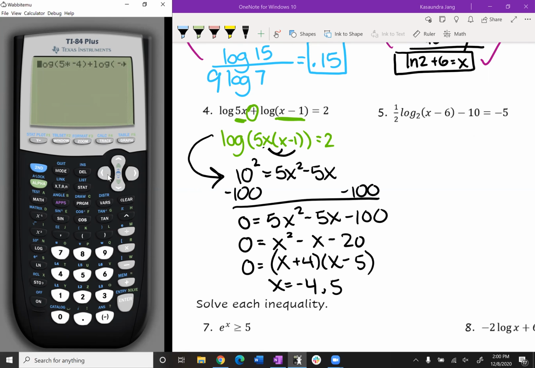Do you guys remember why? Do you guys know why that didn't work? Yeah. Oh, log of a negative? Like 5 times -4 is a -20. I can't do log of -20, right?